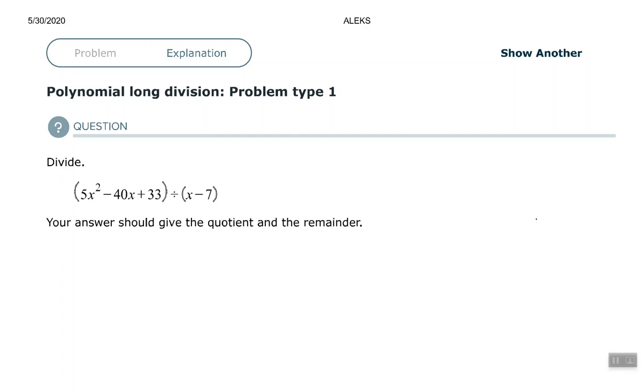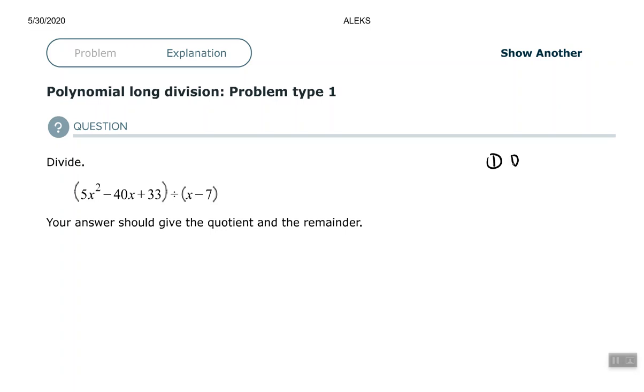Hope all is well. In this video we're going to look at polynomial long division. So this first problem we have 5x squared minus 40x plus 33 divided by x minus 7. So we are dividing by a binomial this time, in which case you will need to use either long division, or in some cases we can use what we call synthetic division. Long division, you go through the steps of your regular long division.